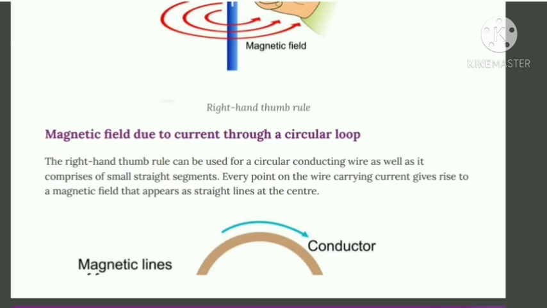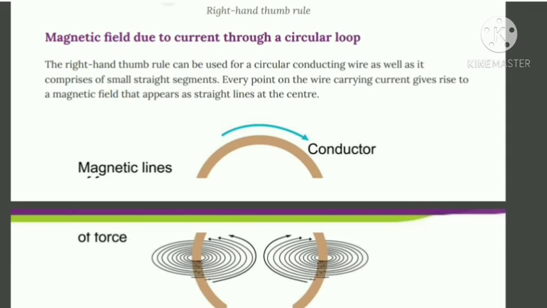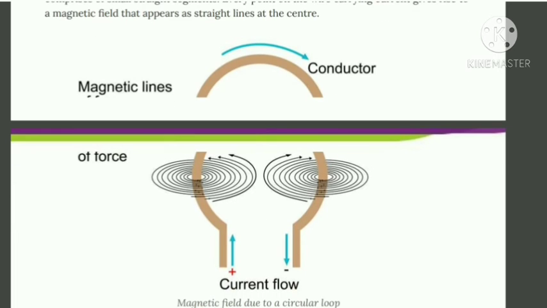Now we will see the second case, the magnetic field due to the current through a circular loop. Here we have taken a wire which is carrying the current, and we have folded that wire into a circular loop, and one end of the wire is connected to the positive end of the battery, and the other end of the wire or conductor is connected to the negative end of the battery.